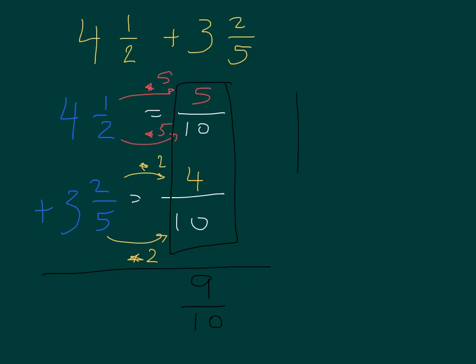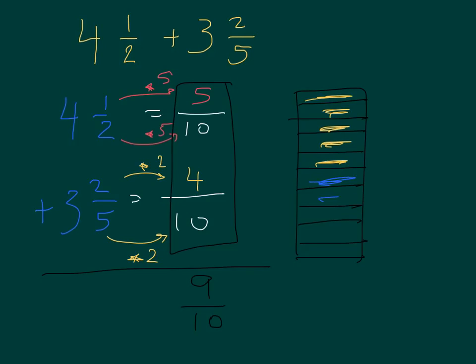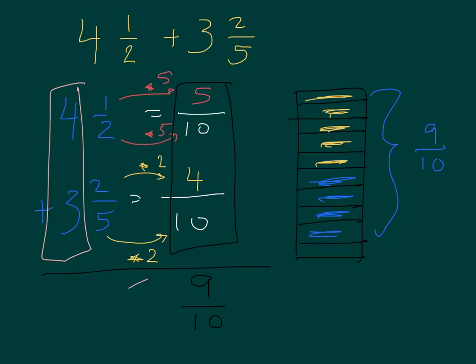Because thinking back again, if I went back to tenths, if I have 5 of them, 1, 2, 3, 4, 5, and then I have another 4, 1, 2, 3, 4, I'm still in tenths, and I have 9 of them now. So my denominator stays the same. I'm just combining my numerators. Now the thing that I have to remember on a problem like this is that I also have these whole numbers to combine too. So 4 plus 3 is 7. So I have an answer of 7 and 9/10.